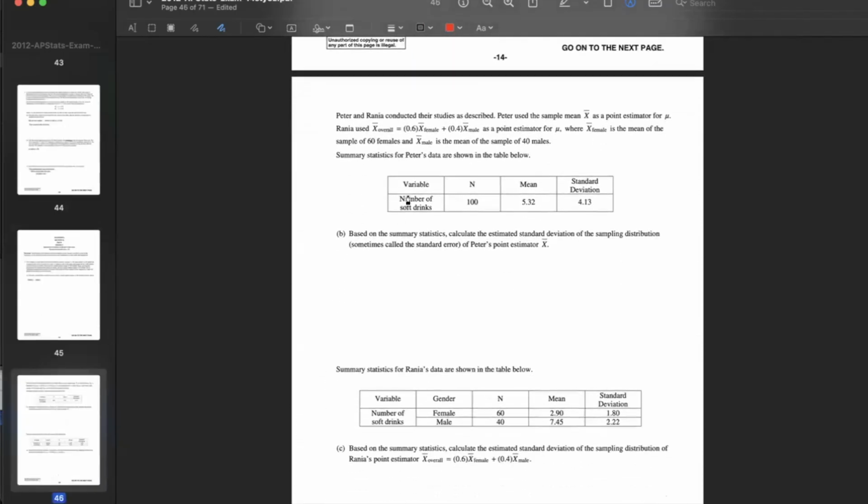Part B. It gives you a table and asks, based on the summary statistics, calculate the estimated standard deviation of the sampling distribution of the point estimator. Remember, the formula is the sample standard deviation, 4.13, divided by the square root of the sample size. So square root of 100, and this is 0.413.